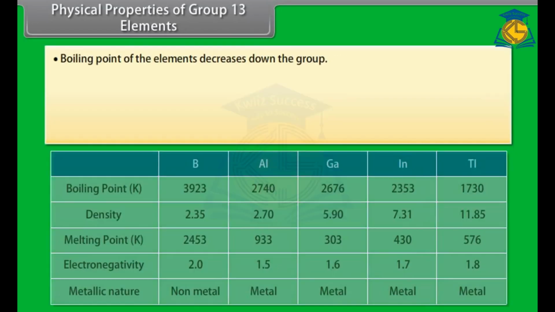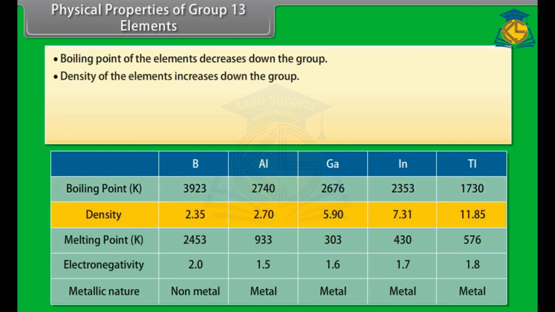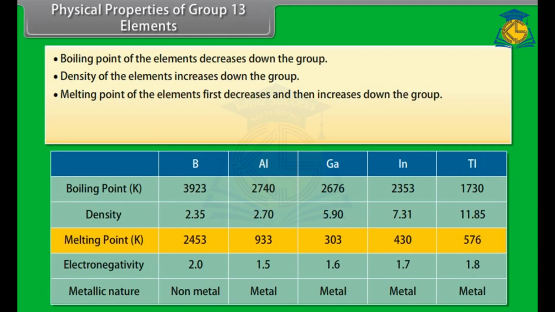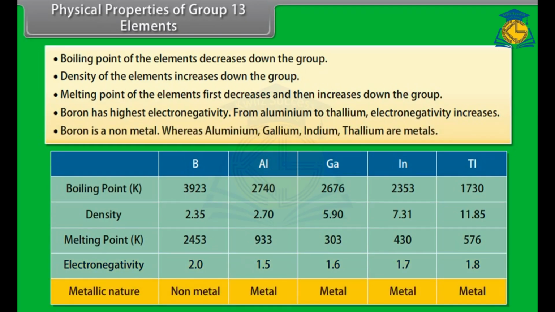Physical properties of group 13 elements. Boiling point of the elements decreases down the group. Density of the elements increases down the group. Melting point of the elements first decreases and then increases down the group. Boron has highest electronegativity. From aluminium to thallium, electronegativity increases. Boron is a non-metal, whereas aluminium, gallium, indium and thallium are metals.